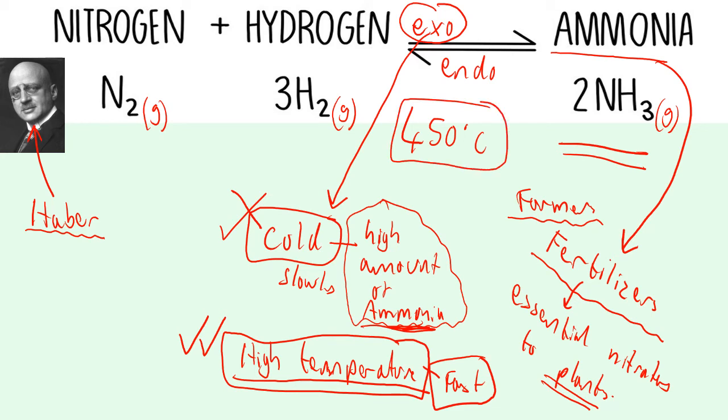So sometimes you're asked to explain why they have used a high temperature, and what you'd say is, for example, a high temperature doesn't help us make more ammonia, but it does help us with a really fast reaction. So we've done a compromise.